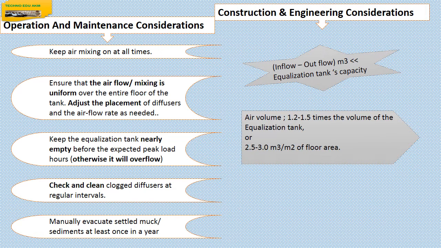Here, construction and engineering consideration is as below. When you are going to calculate the volume of the equalization tank, you must know the inflow amount and outflow amount, and the difference is the equalization tank capacity. Air volume is 1.2 to 1.5 times the volume of the equalization tank, or 2.5 to 3 cubic meter per square meter of the floor area.